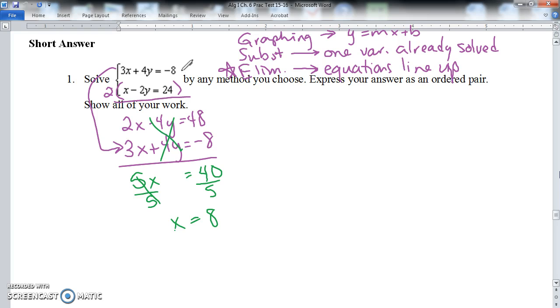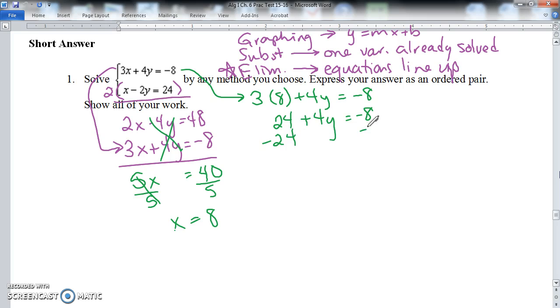We can then take our newfound value for x and substitute it into either equation that we'd like. If I put 3x, so 3 times 8 plus 4y equals negative 8. 3 times 8 is 24. We then subtract 24. And that would leave us with 4y equals negative 32. And dividing by 4, we have y equals negative 8.